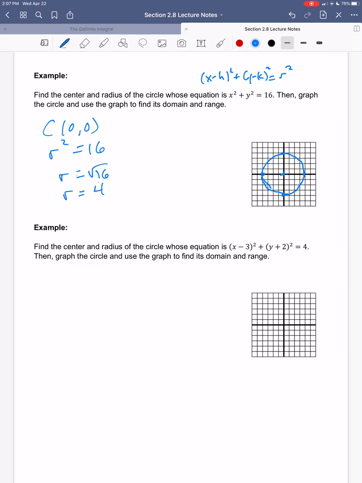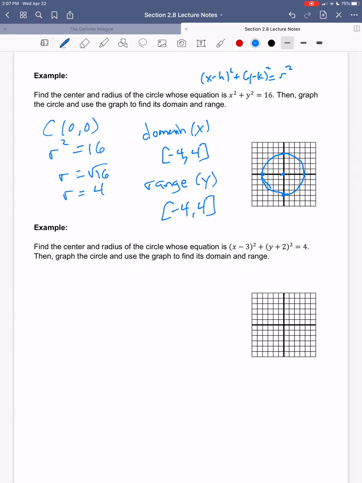Then find its domain and range. Remember, domain is a set of x coordinates on the graph. So the farthest to the left this graph goes is negative 4. The farthest to the right is positive 4. So the domain is going to be from negative 4 to 4. For this particular circle, it turns out the range is going to be the same. The range is y: the bottom point has a y coordinate of negative 4, and the top has a y coordinate of positive 4. So the range here would still be from negative 4 to 4.